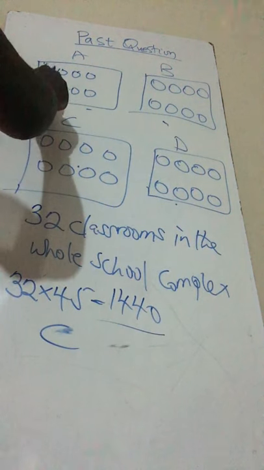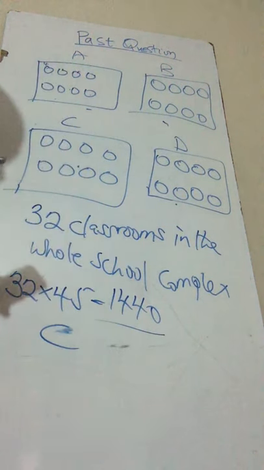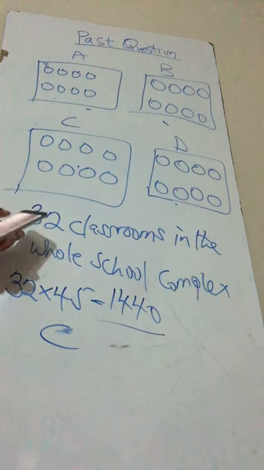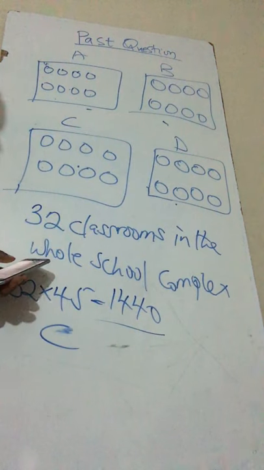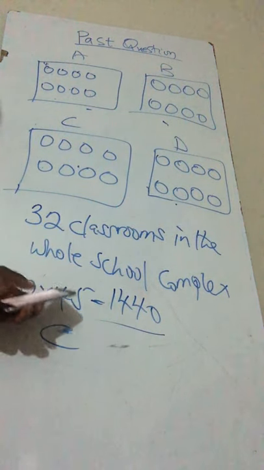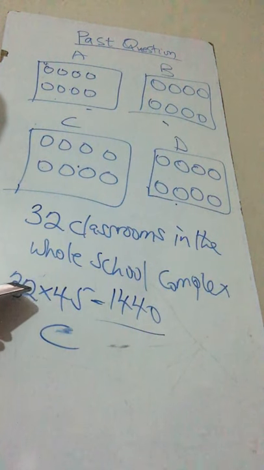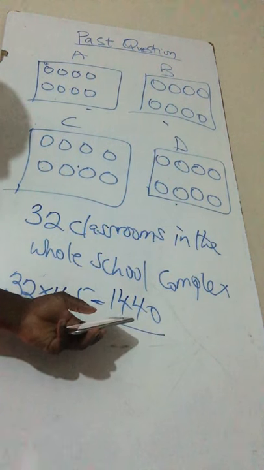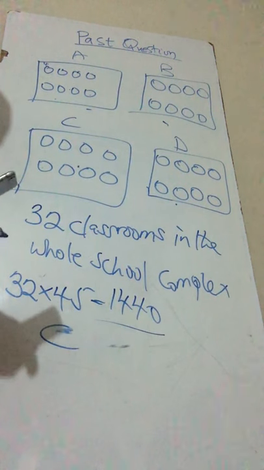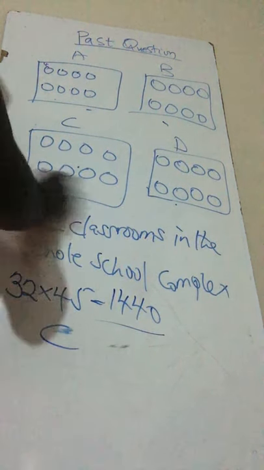If each stream has eight, then it means that there are 32 classrooms in the whole school. And if each classroom has 45 students, it means that there are 1,440 students in the school. So the answer for question 2 is C. Good.